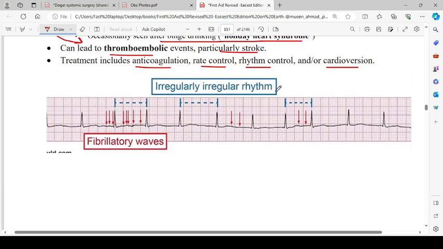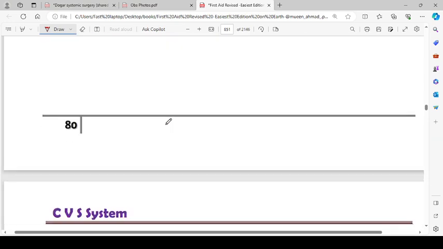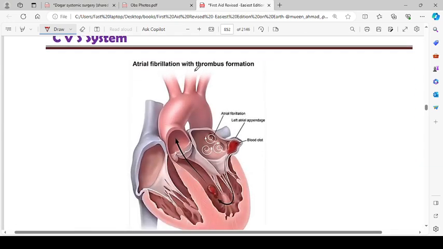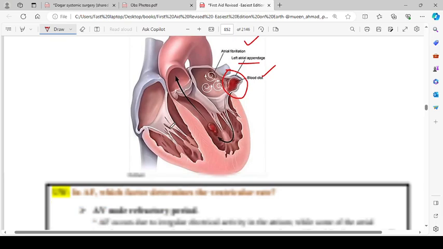Okay, then we have irregular rhythm. These are fibrillatory waves, as you can see over here, and the distance between the QRS complexes is variable. Like this is a shorter distance, about 3.5 boxes. In this we have 4.5 boxes, then just 3 boxes. So the distance between the QRS complexes is variable. It is an irregular rhythm, and there are no P waves, just a fibrillatory pattern between the two QRS complexes. Then atrial fibrillation with thrombus formation. As you can see, a thrombus is being formed here. This is the blood clot in the left atrial appendage in atrial fibrillation.